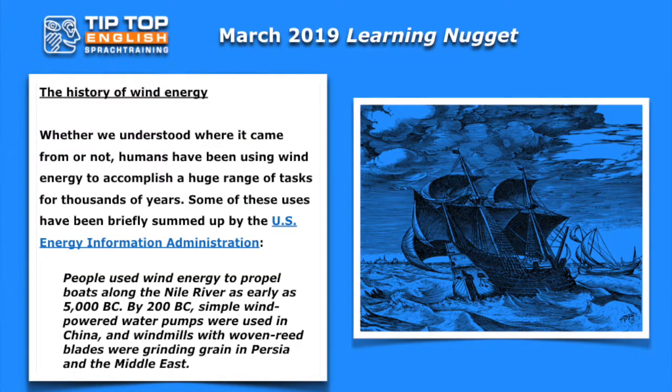Whether we understood where it came from or not, humans have been using wind energy to accomplish a huge range of tasks for thousands of years. Some of these uses have been briefly summed up by the U.S. Energy Information Administration. People used wind energy to propel boats along the Nile River as early as 5000 BC. By 200 BC, simple wind-powered water pumps were used in China, and windmills with woven reed blades were grinding grain in Persia and the Middle East.